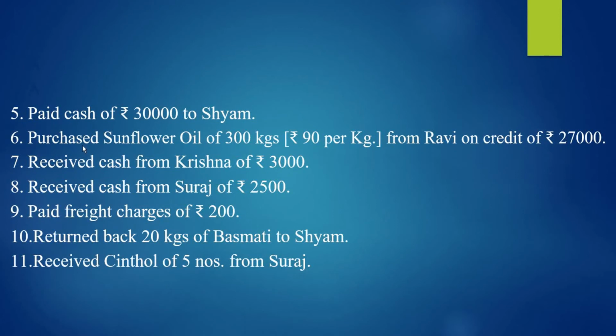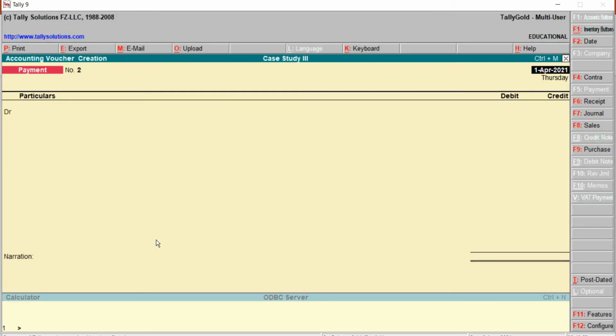The next transaction is purchased sunflower oil of 300 kgs, 90 rupees per kg from Ravi on credit of rupees 27,000. This has to be recorded under the purchase voucher invoice mode. Let's see this particular recording. Select for purchase voucher.